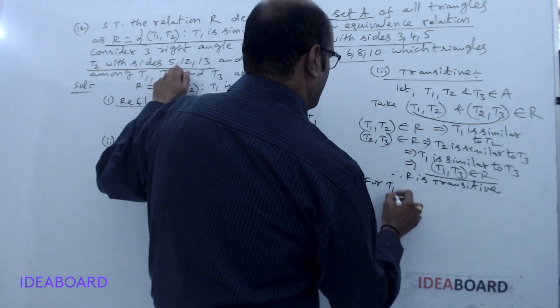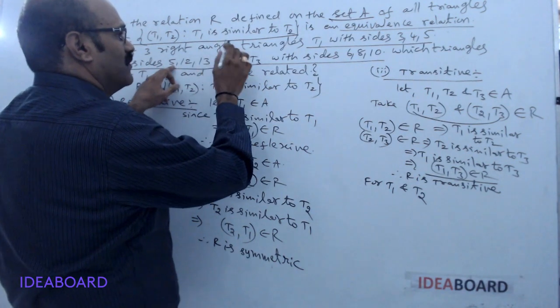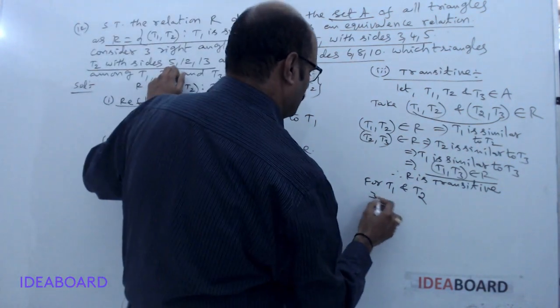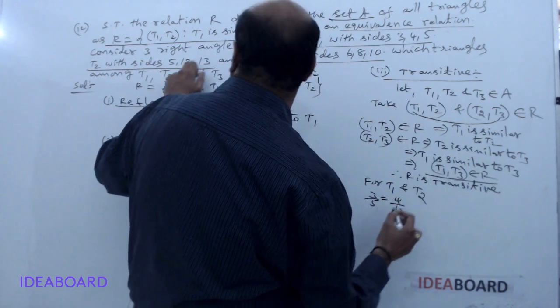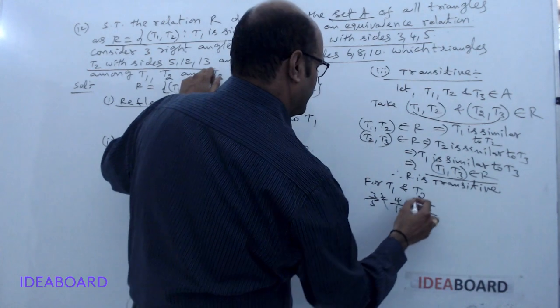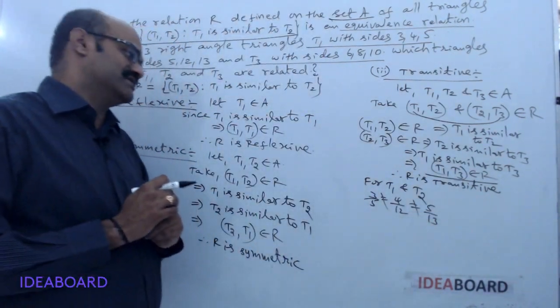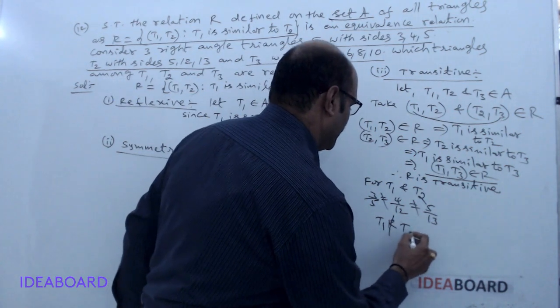For T1 and T2, take the ratio of the corresponding sides: 3 by 5, 4 by 12, 5 by 13. So the ratio is not the same. So T1 is not related to T2.